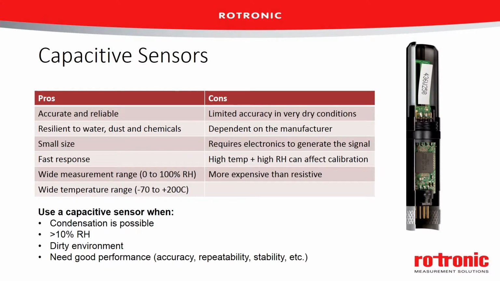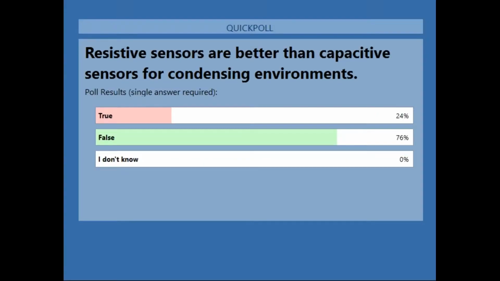Closing the poll. The answer is false. Capacitive sensors are much better for condensing environments. As Michael said, they typically dry out and they come right back into calibration.